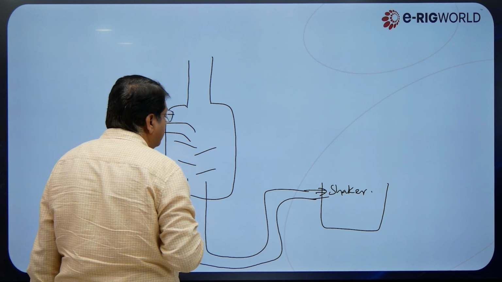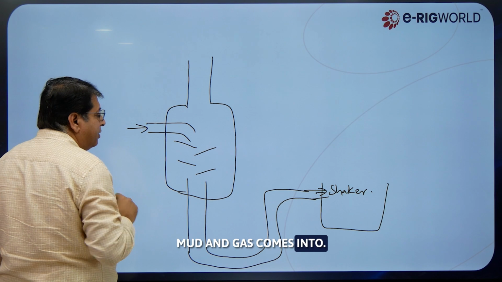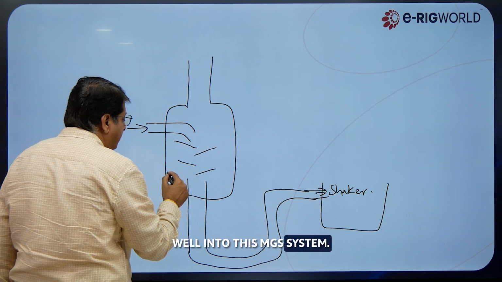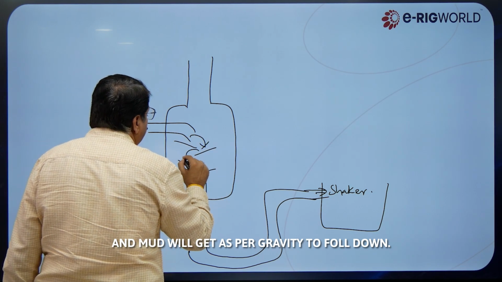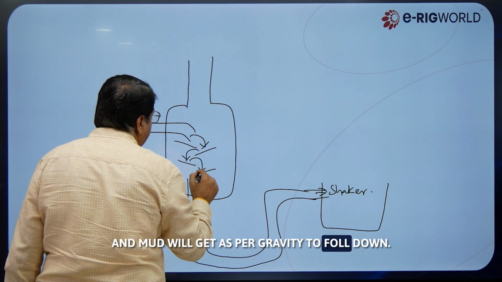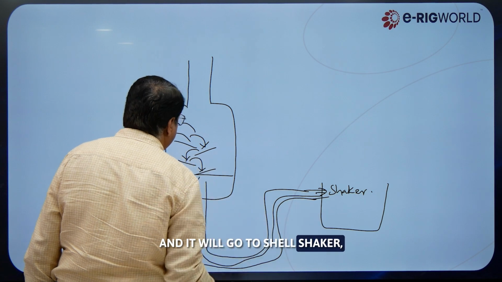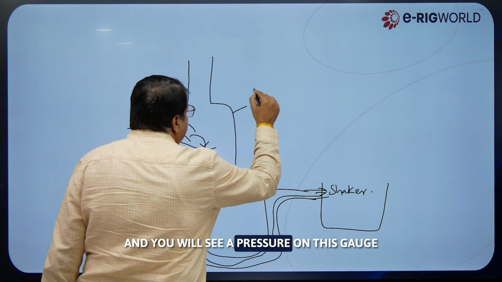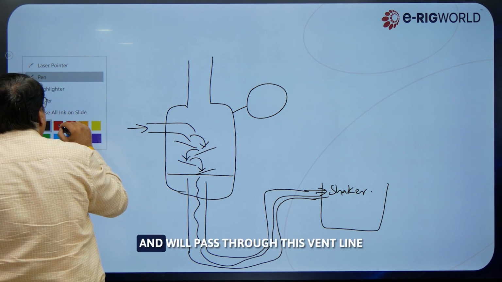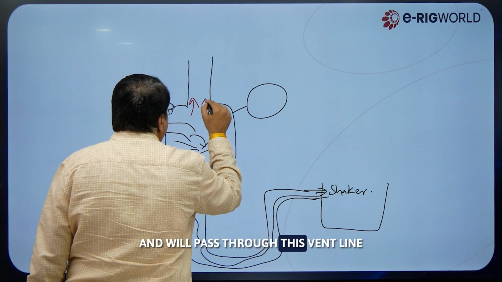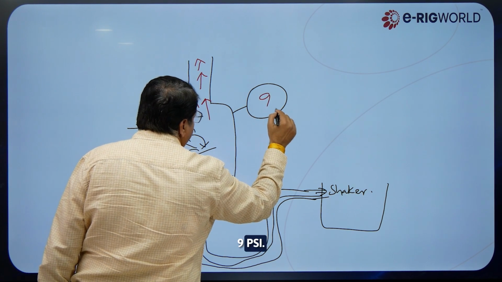Now mud and gas comes into this MGS system, and mud will, as per gravity, fall down and pass through the deep tube and go to the shale shaker. And you will see a pressure on this gauge, and the gas gets separated and will pass through this vent line, and you will have some pressure, let's say 9 psi.